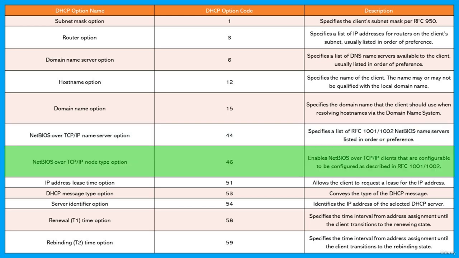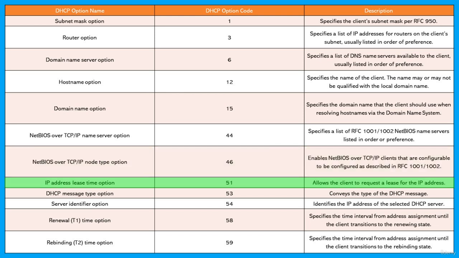NetBIOS over TCP/IP node type option, option number 46, enables NetBIOS over TCP/IP clients that are configurable to be configured as described in RFC 1001 and 1002. IP address lease time option, number 51, allows a client to request a lease for the IP address.